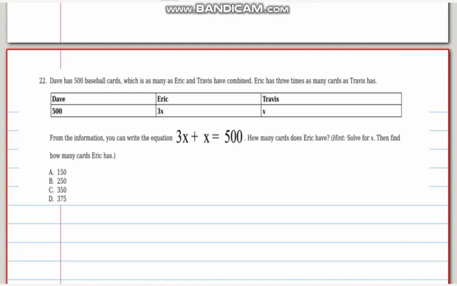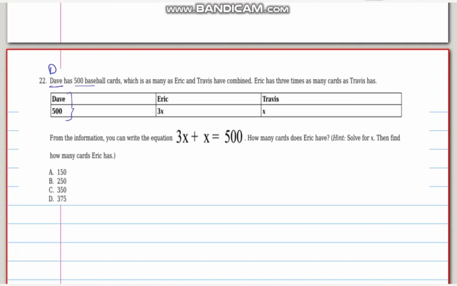The second question is basically, please again read the question very carefully. Dave has 500 basketball cards, which is as many as Eric and Travis have combined. Dave is a person, so we will give the sign D to Dave. Dave has 500 basketball cards. It's also written here in the table, so it's very easy for us.